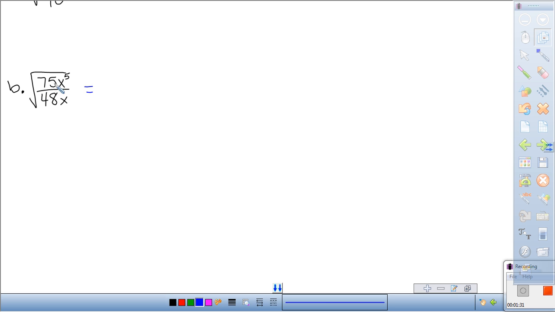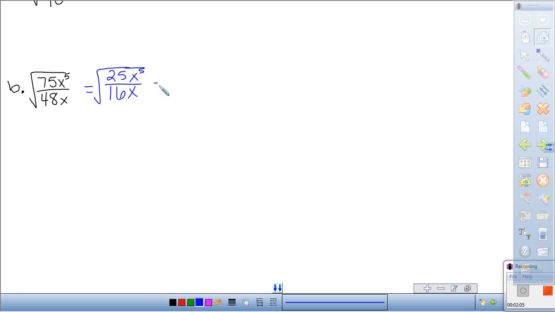75, 7 plus 5 is 12. It's divisible by 3. 4 plus 8 is also 12, so it's also divisible by 3. So first you want to simplify it. 75 divided by 3 is 25. So it's still the square root of 25x to the 5th over, and then 48 divided by 3 is 16. So 16x. So all we did was simplify our fraction. I divided top and bottom by 3. But then I noticed I also have an x on the top and x on the bottom.